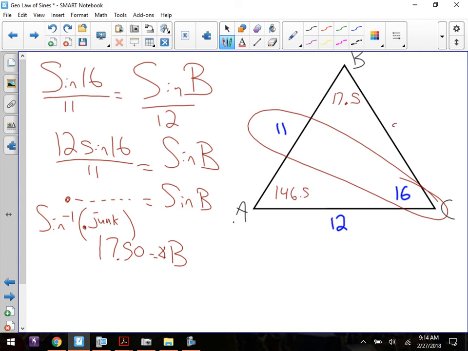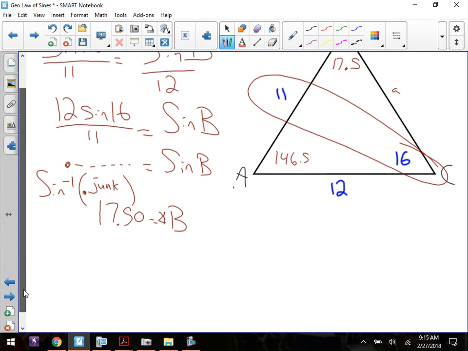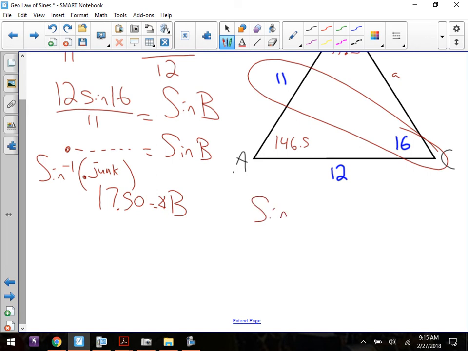And now to find little a, I'm going to use the law of sines one more time. In this case, I'm finding the side length, so it's a little bit different from the dividing, like we were saying. Let me just do that one more time. The sine of 16 is to 11 as the sine of 146.5 is to little a. So when you go to find your side length, you do a full cross multiply. Okay, we do a full cross multiply.